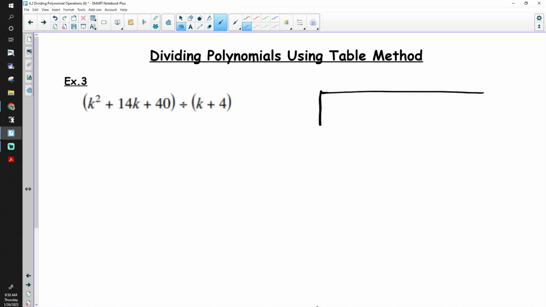Okay, so you should have put your k plus 4 on the outside. And your k squared plus 14k plus 40 on the inside. Yeah? This is what everyone's looks like? Hopefully. Okay. Again, if you like your invisible ones, feel free to put those in. It won't change your answer.